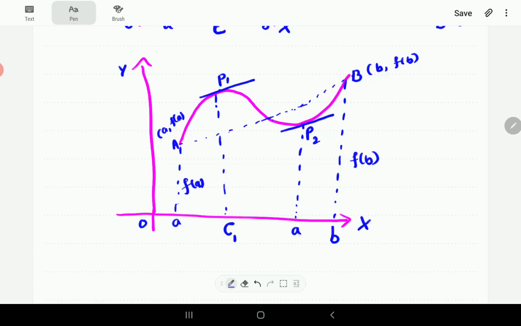Similarly, if you consider this as your A, there is a point C that still belongs to the open interval AB. This part we are taking as f of A. So the chord is A comma f of A, and this point will be B comma f of B.